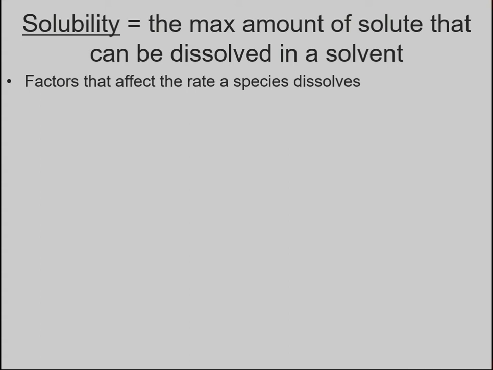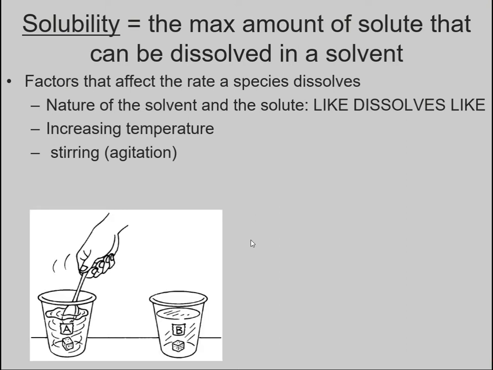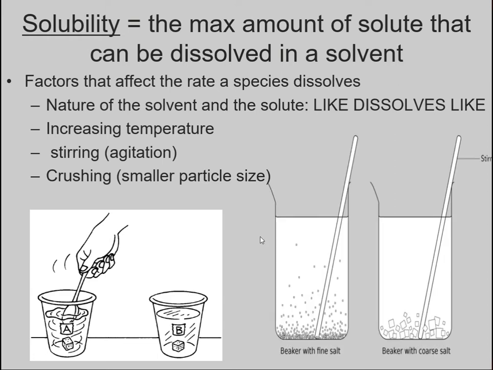Some things that affect the rate at which it dissolves would be nature, like for instance, like dissolves like. The more similar things are to one another, the more quickly they're going to dissolve. If you increase the temperature, you increase the speed of dissolving. If you stir or agitate it, you increase the rate. If you crush the particles, making them tinier and tinier, you increase the rate at which they dissolve. And finally, if your system is gases, then increasing the pressure is going to increase the rate at which they dissolve. Only for gases, not for solids or liquids.